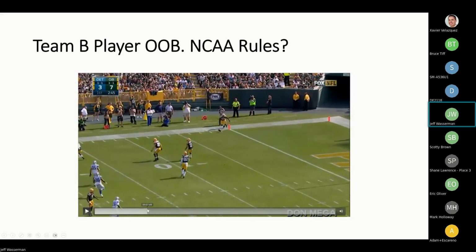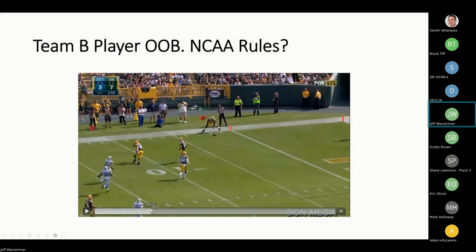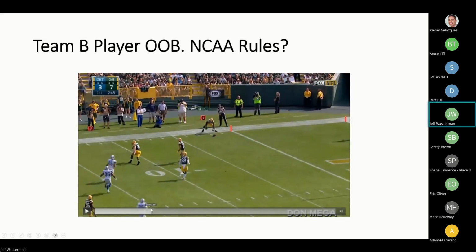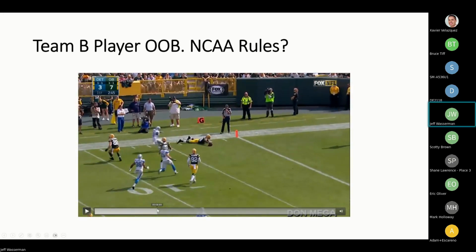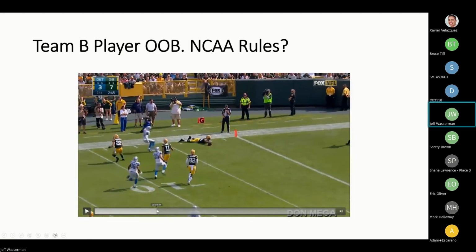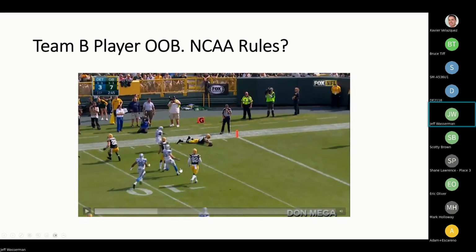Now, just for argument's sake, let's say the ball didn't break the plane of the goal line and was there, and the player has a foot out of bounds, reaches for it. That would have been a smart thing to do. That would have been a foul for a kick out of bounds, right? This is no different than if he straddled the sideline and grabbed the ball untouched by another player, Team B, it would have been a kick out of bounds. So just interesting to note, but our rules are different.